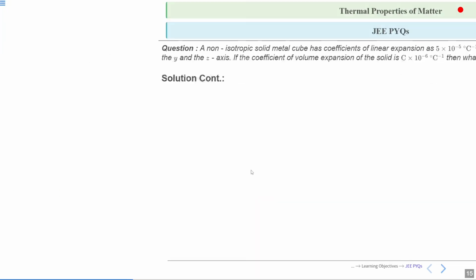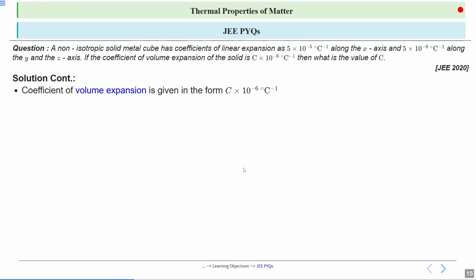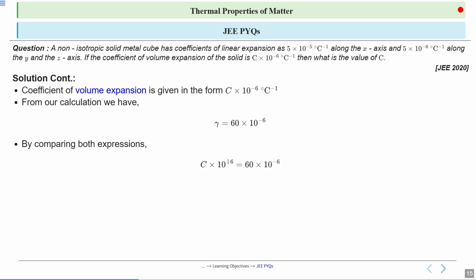Alright. Now, the coefficient of volume expansion is given in the form C into 10 raised to the power minus 6 per degree Celsius. So from our calculation, gamma equal to 60 into 10 raised to the power minus 6. When we compare both expressions, C into 10 raised to the power minus 6 is equal to 60 into 10 raised to the power minus 6. So, comparing, C is equal to 60. Yes or no? So we can say the value of C is equal to 60. Alright.